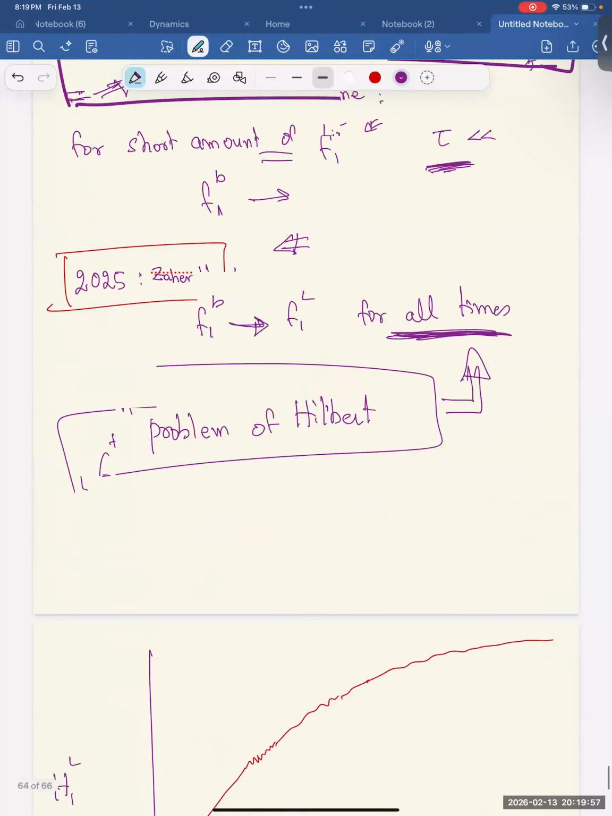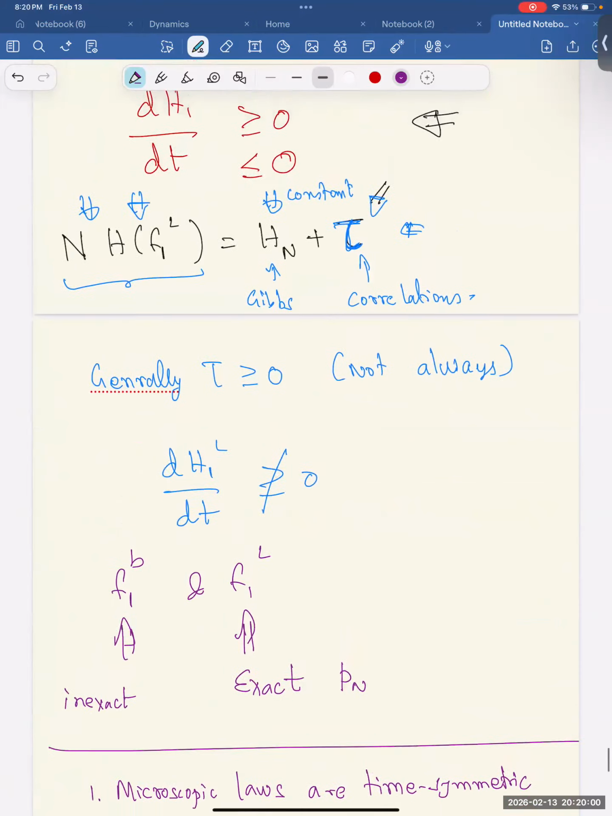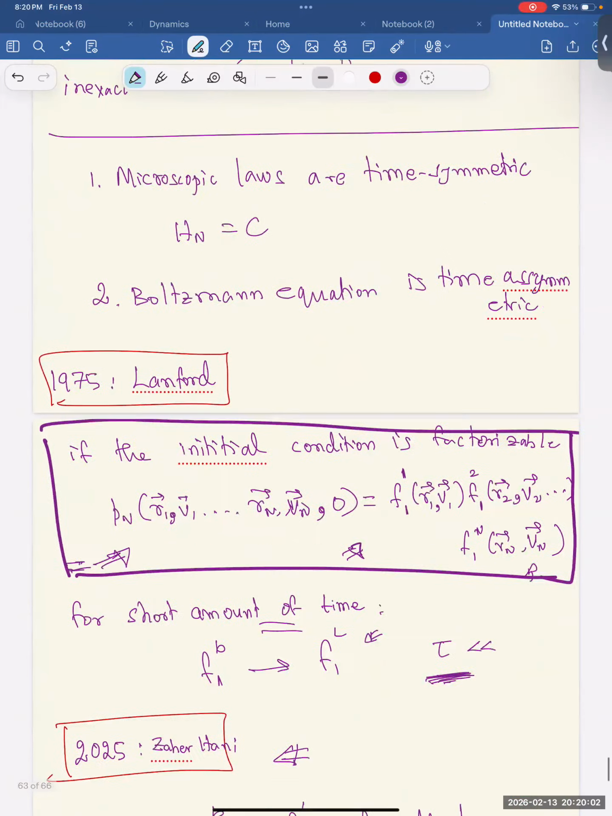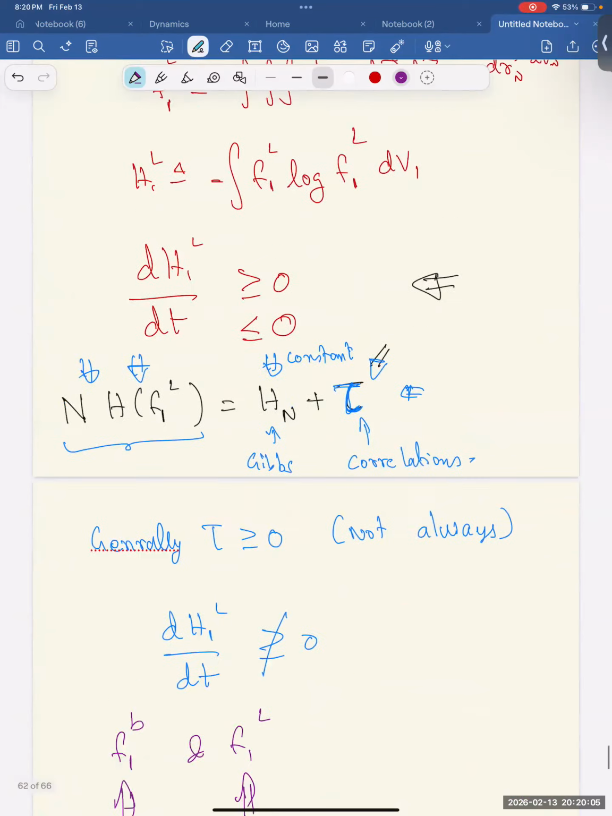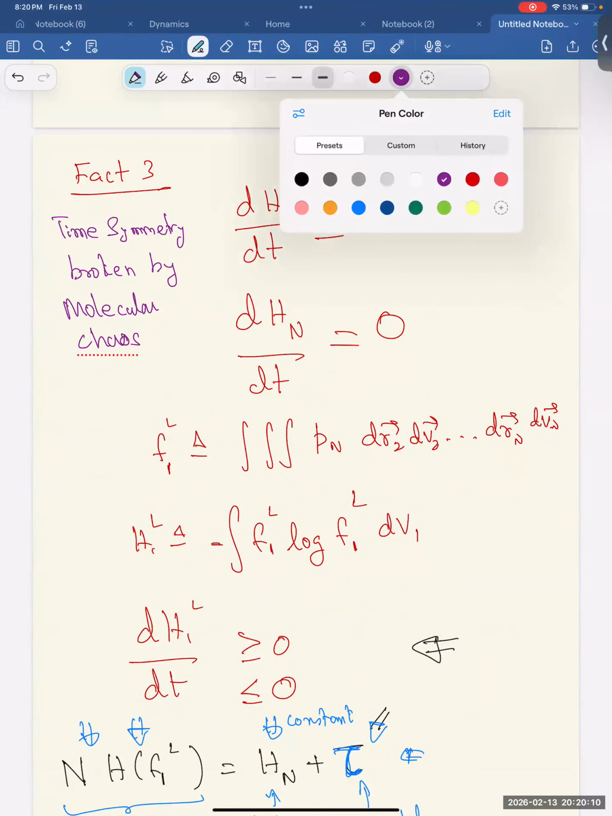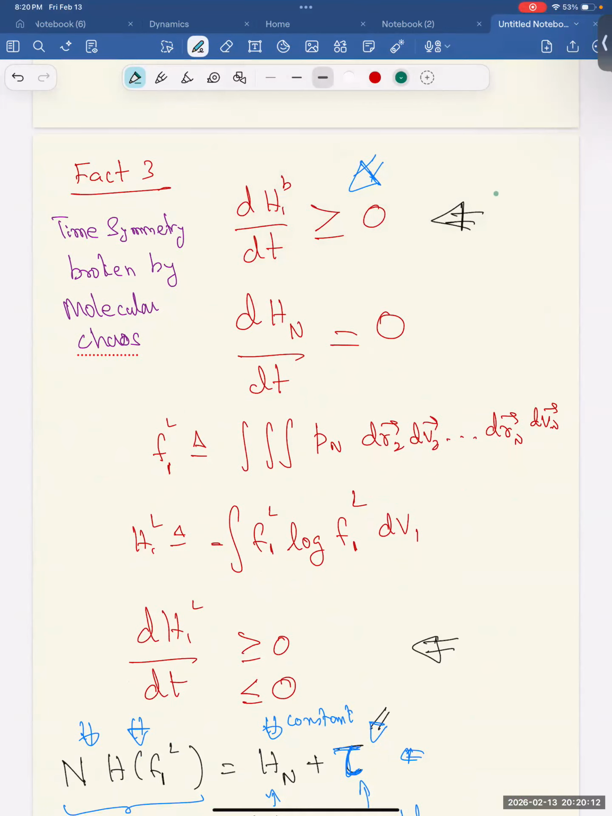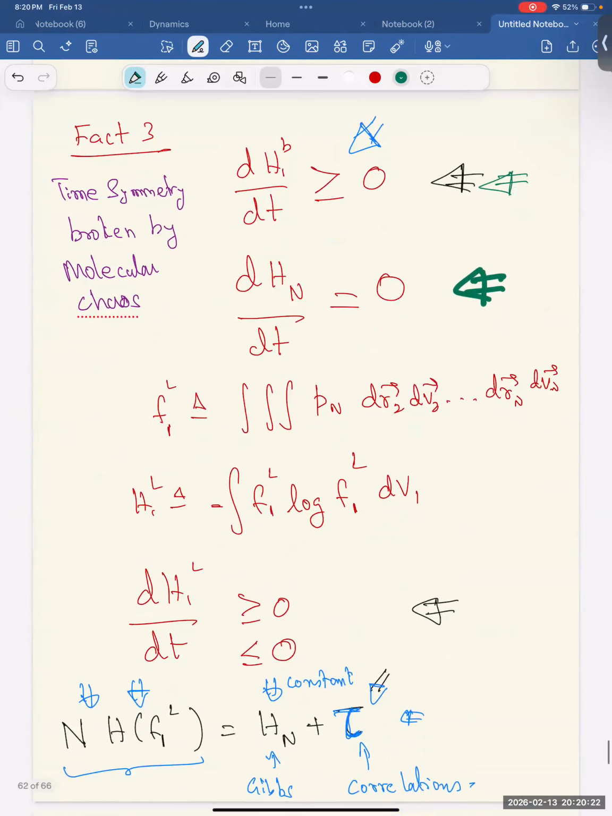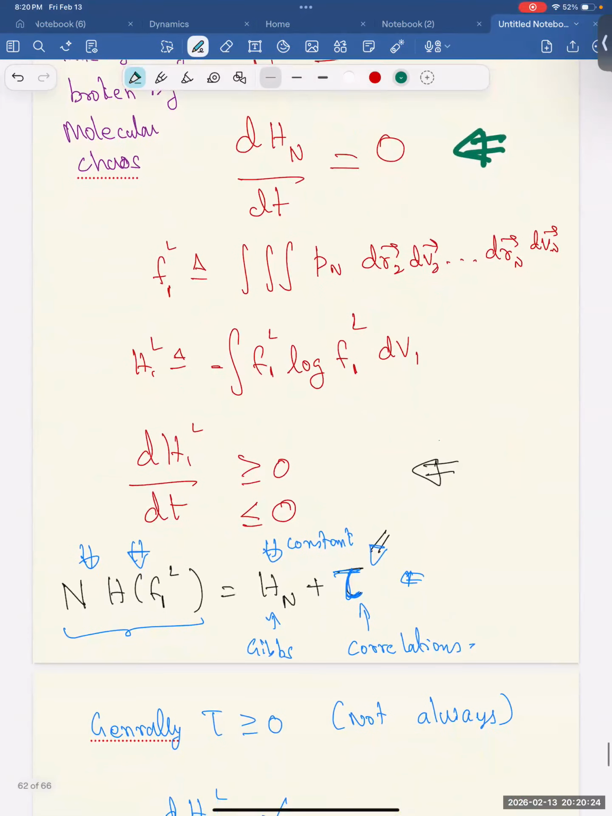The most important things are the three facts that we saw earlier. Where is fact 3? Right, this is the punchline of the whole thing. The Gibbs entropy does not change. The Boltzmann entropy always increases. And the one particle Liouville entropy, for the most part, increases. You can have some very local fluctuations.